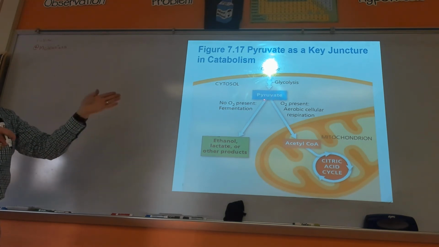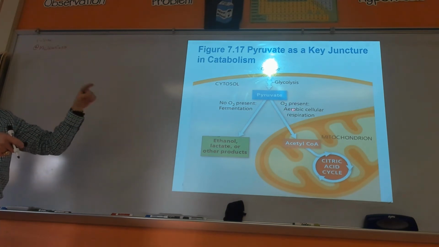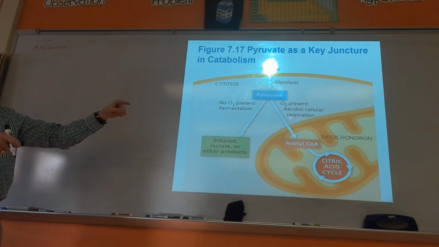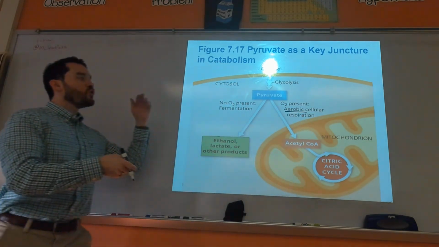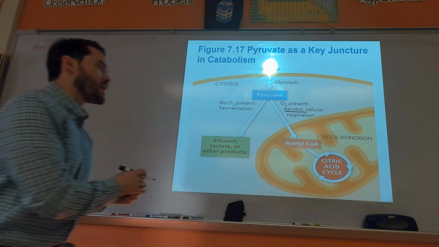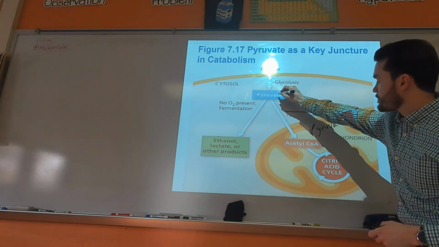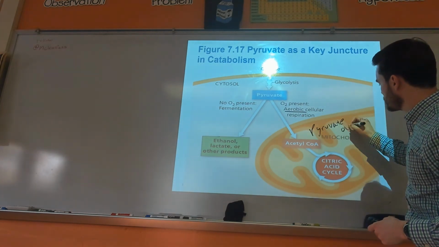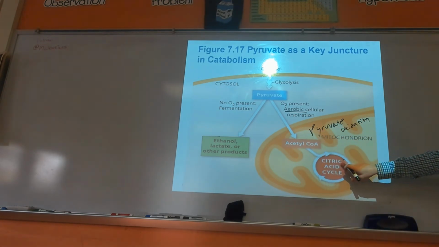Now, normally you're going to breathe in oxygen and use that oxygen to do aerobic cellular respiration. Aerobic cellular respiration is what we have talked about before in this class, where we put pyruvate in the mitochondria. You make acetyl-CoA, that was pyruvate oxidation, that process of pyruvate to acetyl-CoA. And then you put acetyl-CoA in the citric acid cycle.